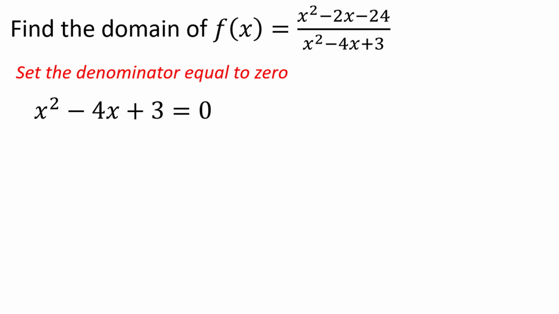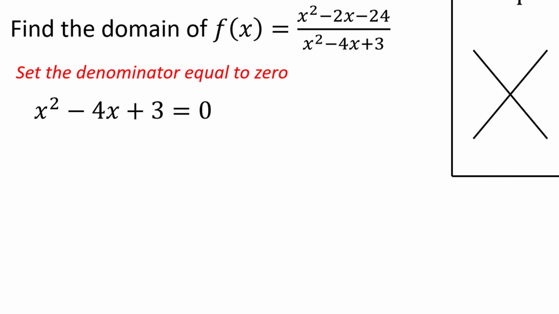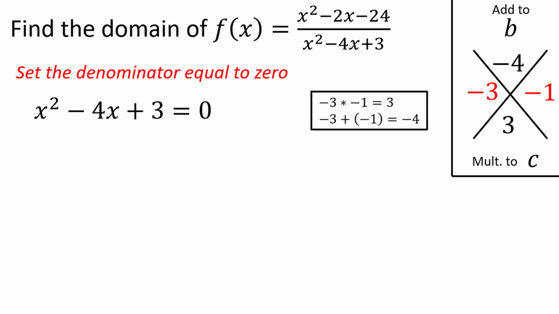3 equal to 0. The best way to solve this, since we have both an x and an x squared term, is to factor. We need to find two numbers that add to our b value of negative 4 and multiply to our c value of positive 3. Negative 3 and negative 1 should do it, as negative 3 times negative 1 is equal to positive 3, and negative 3 plus negative 1 is equal to negative 4.